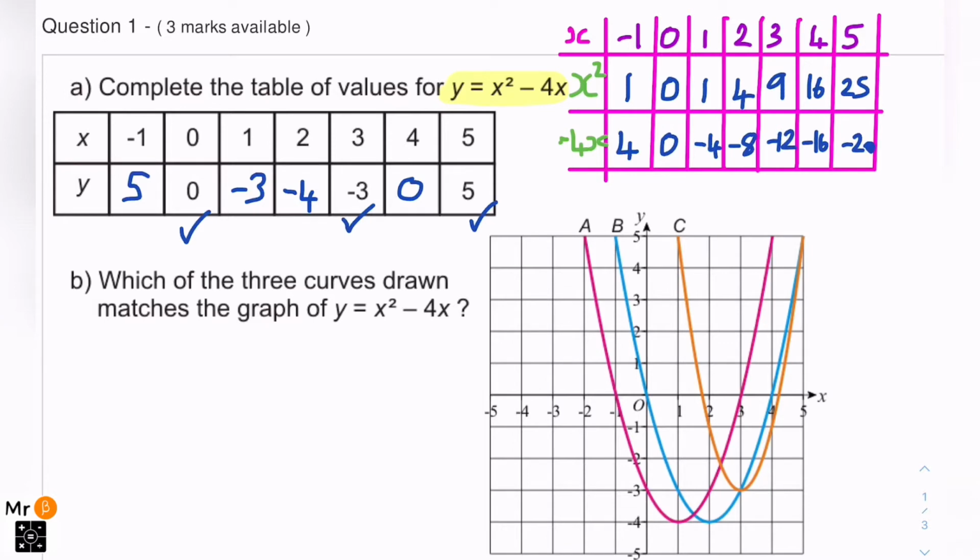So let's start by looking at these coordinates. I know the first one I need to go across to -1 and up to 5. Straight away, only one graph goes through that point, so I know it's going to be B. It'd be quite useful to go through and check though that the rest are also correct. So 0, 0, yes. 1, negative 3, yes. 2, negative 4. 3, negative 3. 4, 0. And finally 5, 5. Each of those points, as you can see, are on my graph.